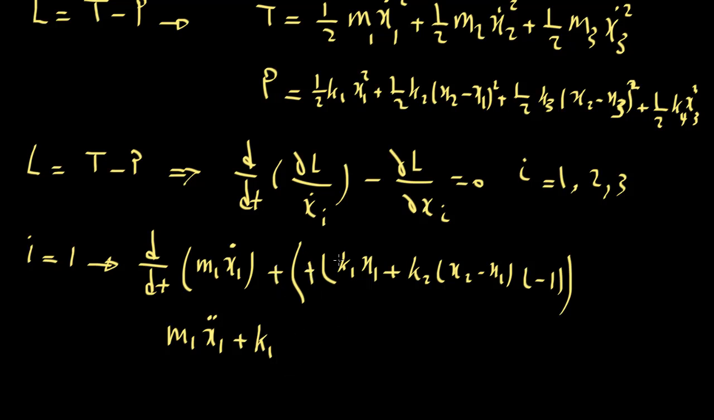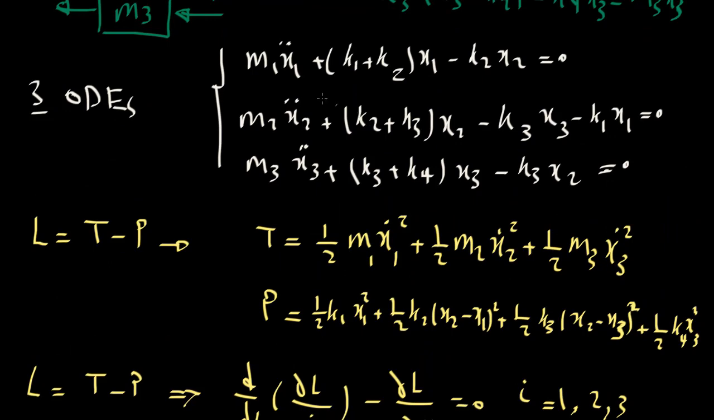Let's say this is positive, so we have to have another parenthesis here. Because here we have a positive k2 x1, let me write this as (k1 plus k2) x1, and we have minus k2 x2 term here, equal to 0. And this is basically the same equation that we got here using the Newton approach.